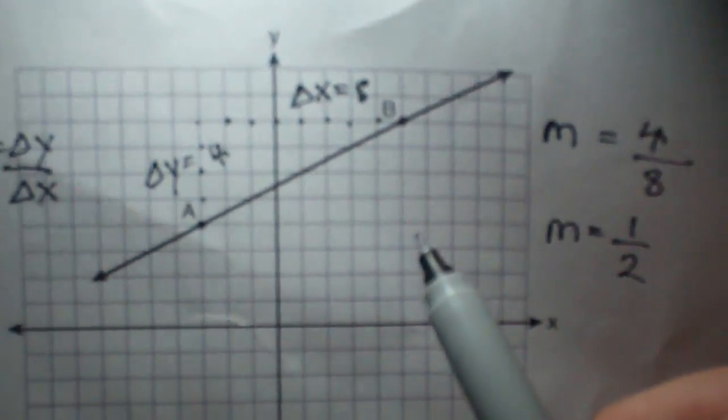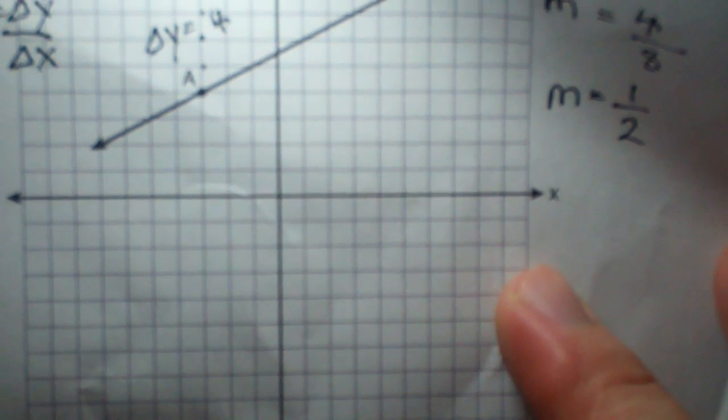Let's see if that's in one of the choices. So if we go down here to the choices, we'll see that one of the choices that was given is 1/2. That is what we thought the slope should be, and so the answer for number 7 is 4.